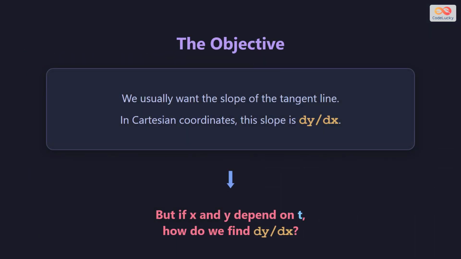Here is our main objective. We want to find the slope of the curve at any given point. In standard Cartesian coordinates, this slope is represented by the derivative dy over dx. But there is a challenge. We do not have y explicitly written as a function of x; we only have x and y in terms of t. So how do we bridge this gap?